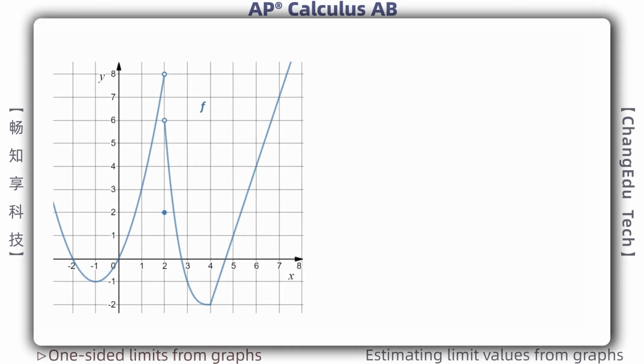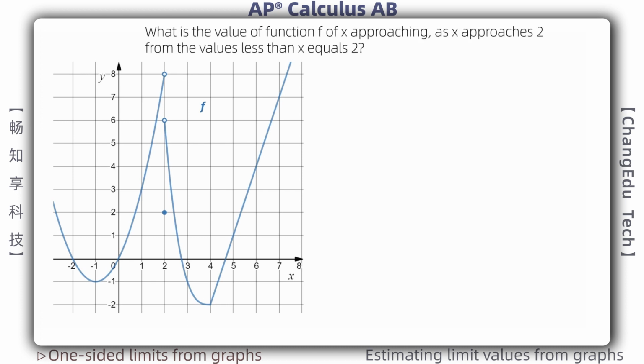In this video, I will talk about how to denote and estimate the one-sided limit from graphs. Here is a function f of x. The question is, what is the value of function f of x approaching as x approaches 2 from the values less than x equals 2? Pause this video and think about it. You may find this question is the same as finding the limit of f of x as x approaches 2 from the left-hand side, and we can see that f of x is approaching 8.